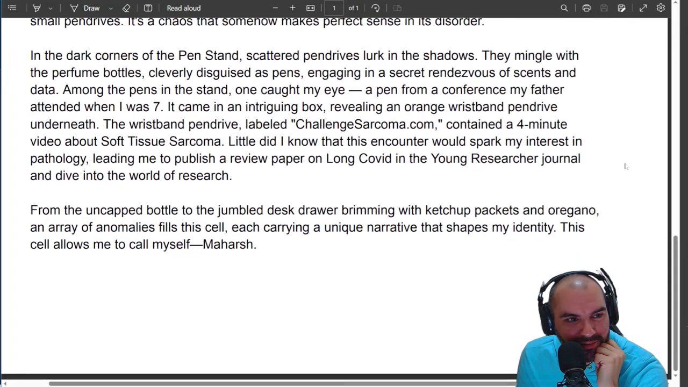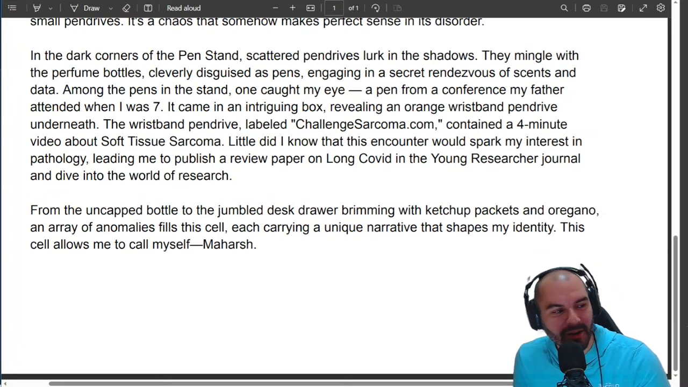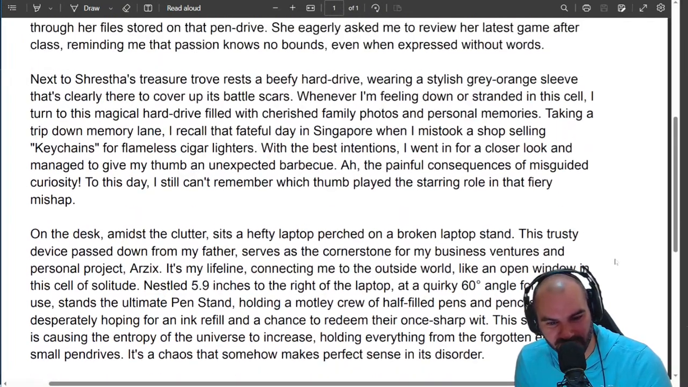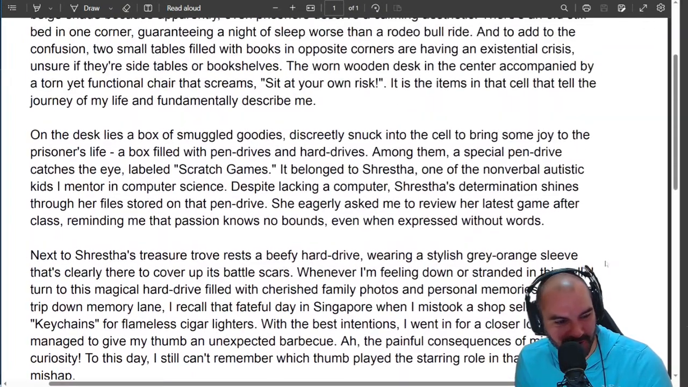So, child sarcoma. Pathology. All right, so this is pretty interesting, Maharsh. I'll give you credit. This is a different approach. I definitely appreciate what you're doing here.